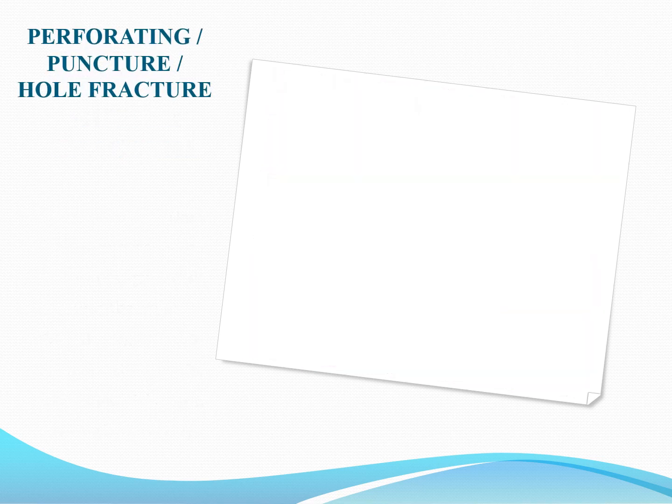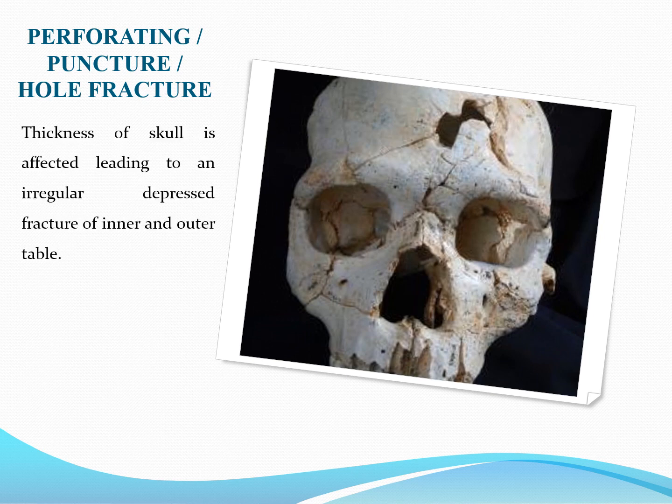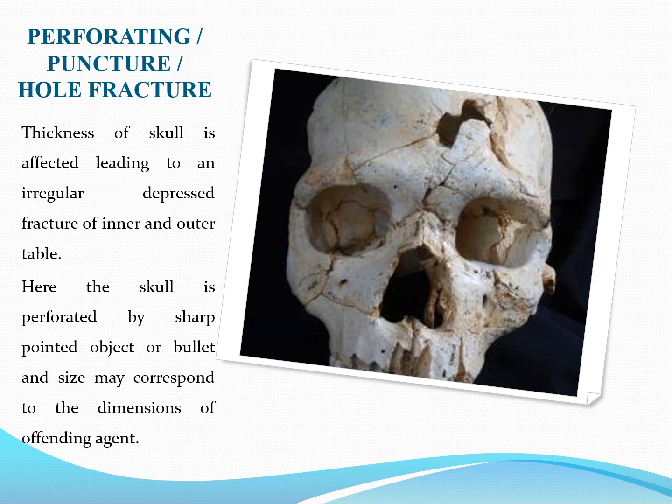In perforating or hole fractures, the total thickness of the skull is affected, leading to an irregular depressed fracture of both the inner and the outer table. Here the skull is perforated by a sharp pointed object, weapon or bullet, and the size corresponds to the dimensions of the offending agent or weapon.